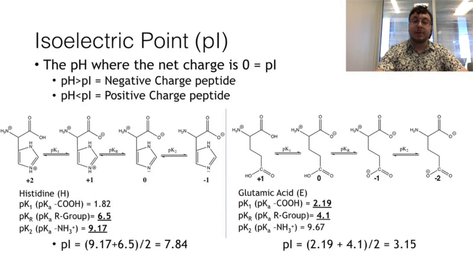For ionizable amino acids, they have different pKa values. So we have to look at the mean or average of the two pKa values surrounding the neutral species. So for histidine, it's 7.84, and for glutamic acid, it's 3.15. So let's look further at histidine.